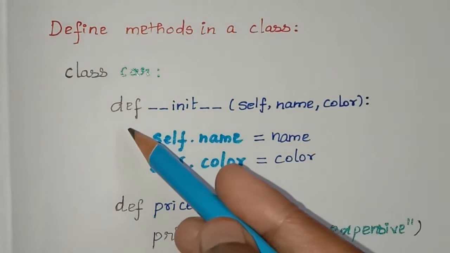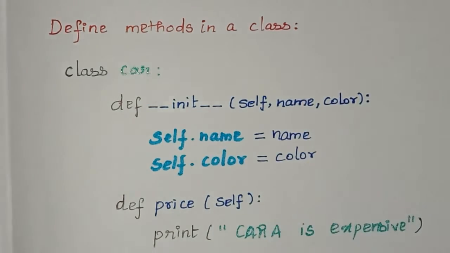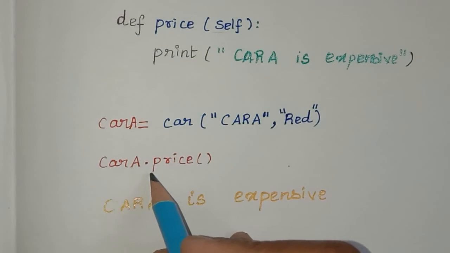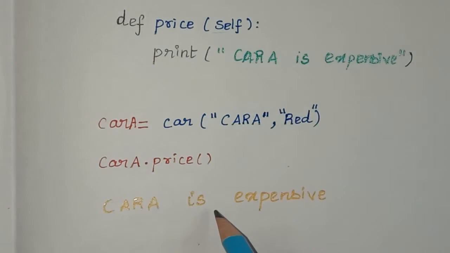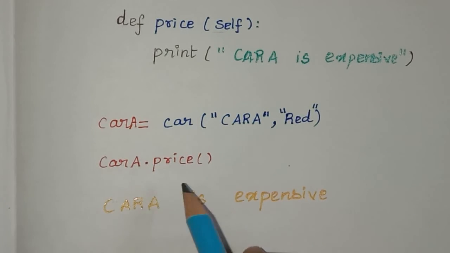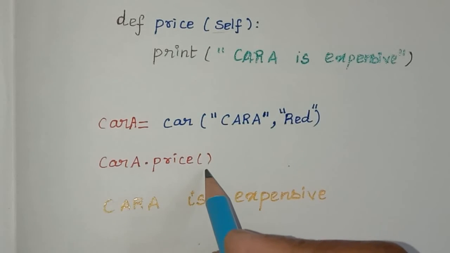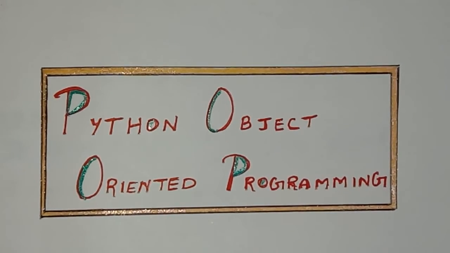Notice how the def keyword is used again as well as the self argument. The price method can now be called using the dot notation, and this method should return "car A is expensive" to the screen. Notice the parentheses here. These are always used when calling a method, and they are empty in this case since the price method does not take any arguments. Python object-oriented programming concepts will be continued in the next video.